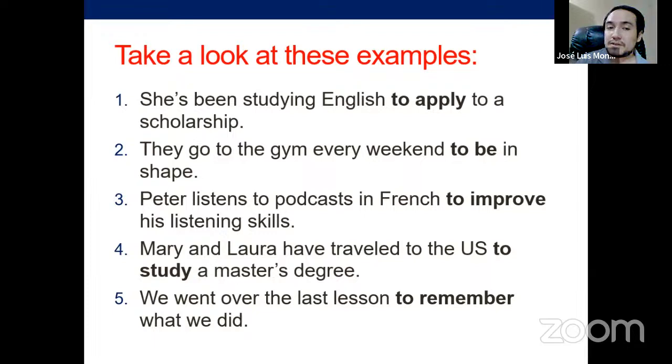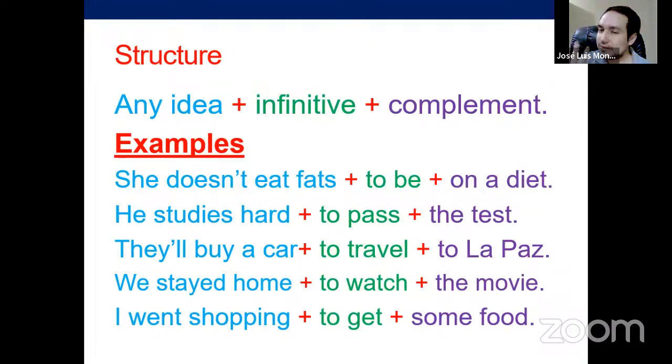In the first case, you can say, she's been studying English because she wants to apply to a scholarship. So instead of saying that, to show purpose, to show the reason for something happening, the infinitive is a good alternative. And this is the structure: the idea, she doesn't eat fats, the infinitive, to be, and the complement, on a diet.